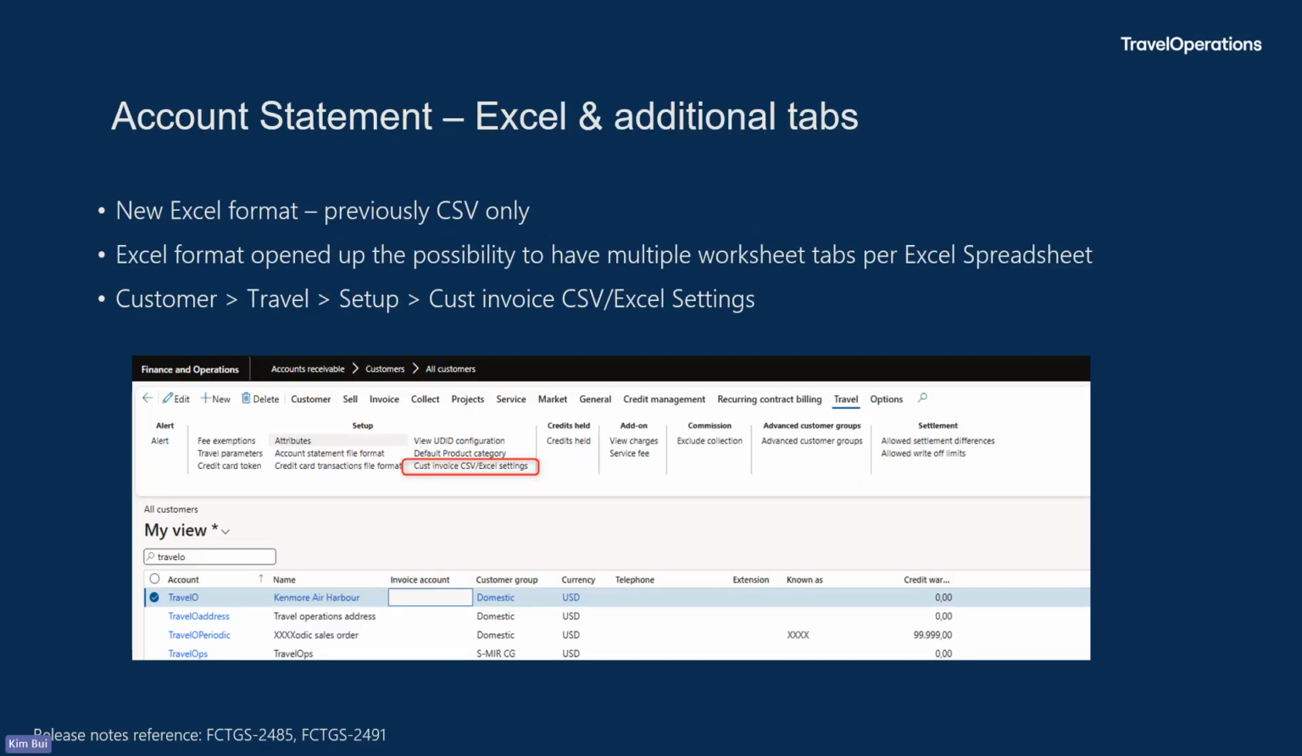The configurable CSV statement extract for the account statement is now available to be exported in Excel. Now that you can export the statement in Excel, this has opened up the possibility to configure multiple tabs with different data as required by your customers in their statement. Please read through the release notes on details about how to configure this at a customer level.